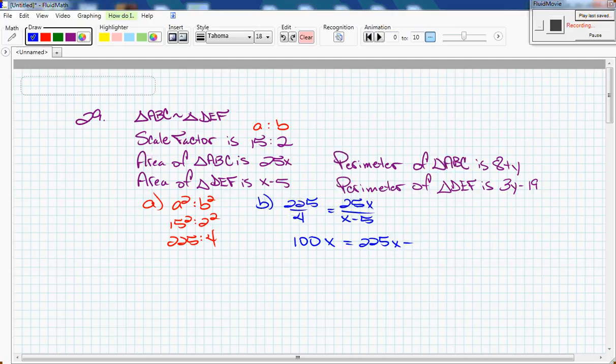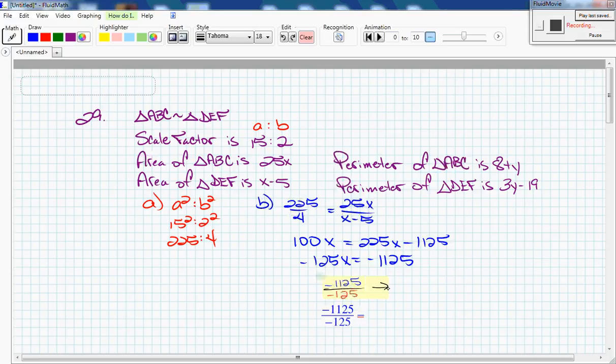This gives us 225x minus 1,125. I believe when we subtract, what we end up with is a negative 125x equals a negative 1125. And when we divide negative 1125 divided by negative 125 is equal to 9. So in this case, x is equal to 9.